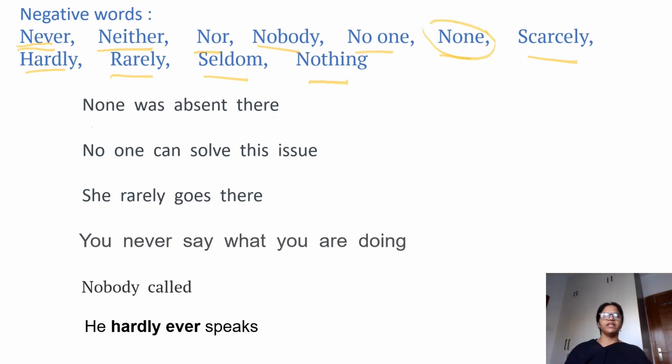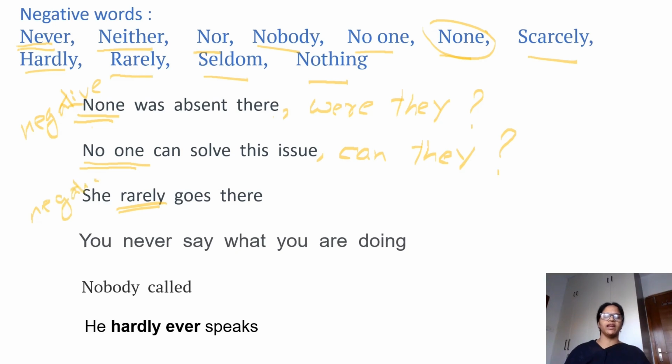None was absent there. Here you have none, it means the statement is negative. If the statement is negative, we need to form a positive tag. So the tag is: were they? No one can solve this issue. No one, the statement is negative. We need a positive tag: can they? She rarely goes there. Rarely is a negative word, so the statement is negative. We need a positive tag: does she?